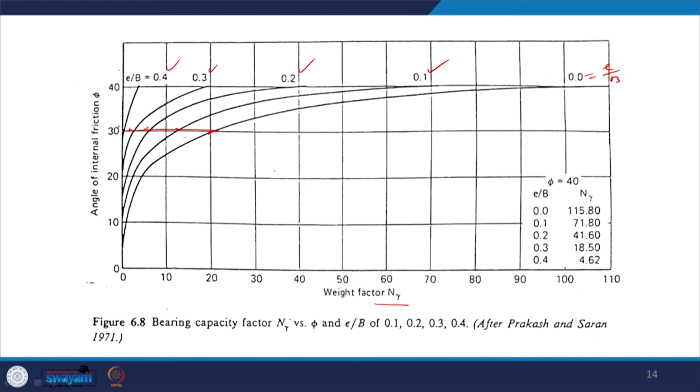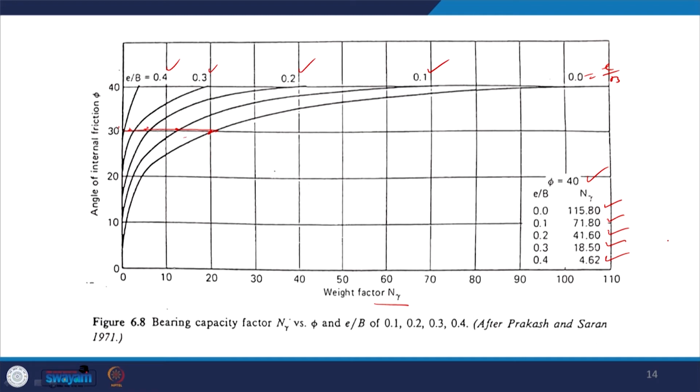Here is this table which shows you the data for phi equal to 40 degree. When phi equal to 40 degree, when you do not consider the eccentricity, N gamma is 115. When you consider an eccentricity ratio of 0.1, this dropped to 71. The next values are 41, then 18, and finally, when you consider E by B equal to 0.4, this reduced to 4.62. That means how much? From 115 the value comes down very much.